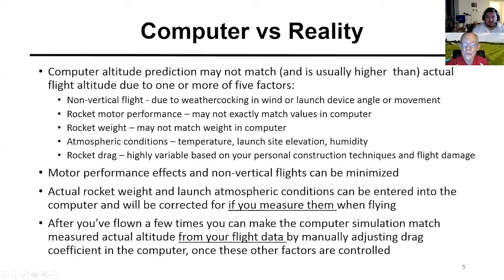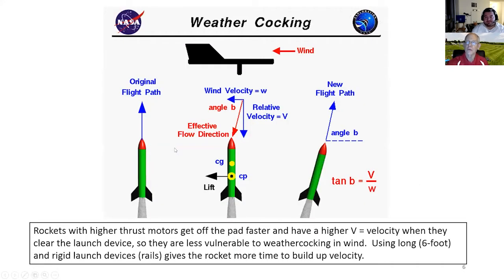So this is not the Kerbal Space Program, where you don't have to build a physical rocket, right? You have to build a physical rocket and fly it, and it won't do the same things the computer says it would. So one of the issues that would cause a variation in altitude would be weathercocking.